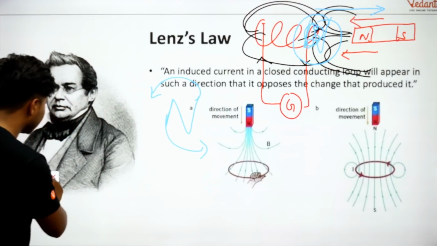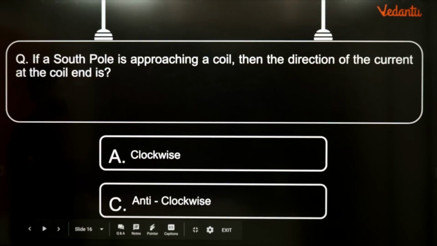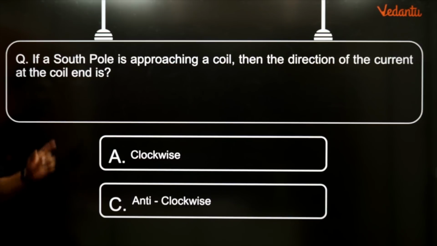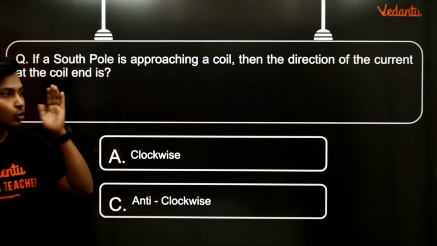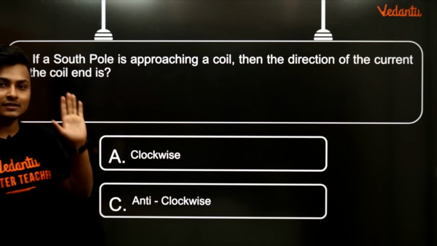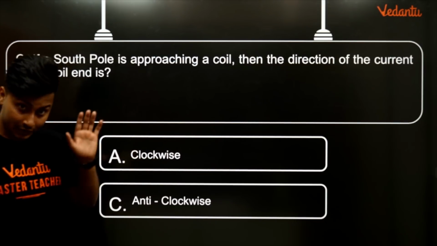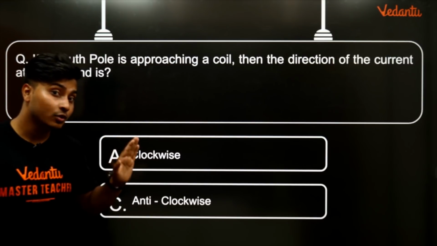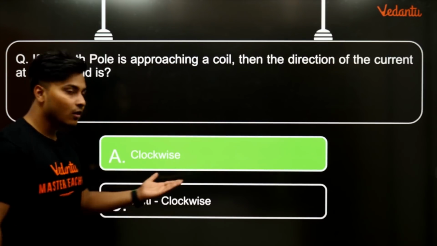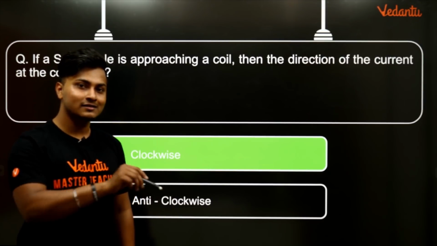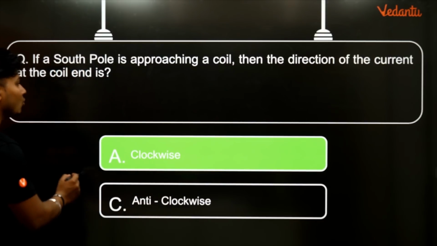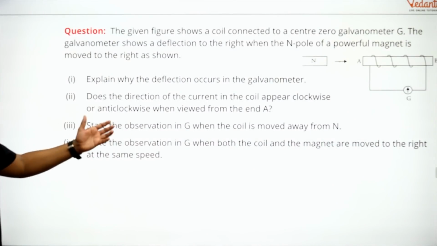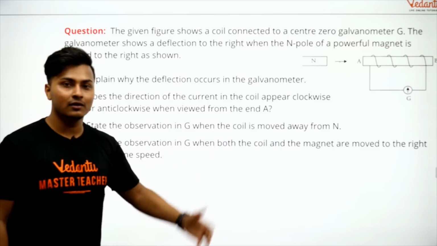Now my dear students, answer this question. If a south pole is approaching a coil, then the direction of the current at the coil end is what? If the south pole is approaching the coil, to oppose that, the coil must have a south pole at that end, according to Lenz's law. And what do you mean by south pole? South pole means clockwise direction. South, S, clockwise. Baat khatam. That's it, my dear students, and now you are completely ready to answer all the questions from this particular part.